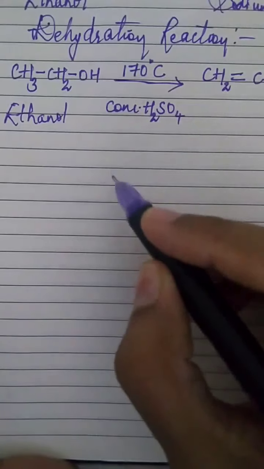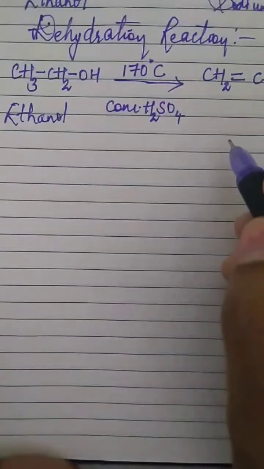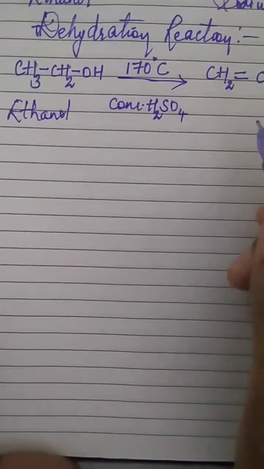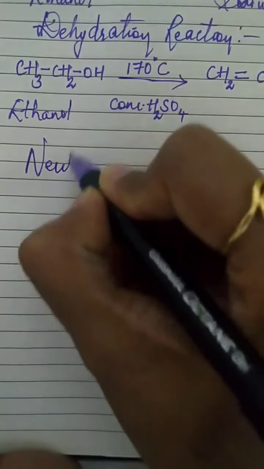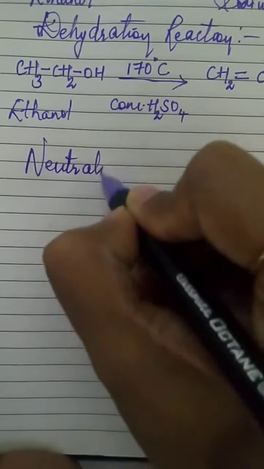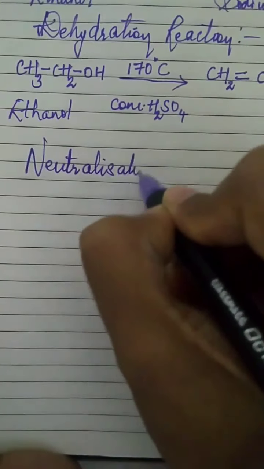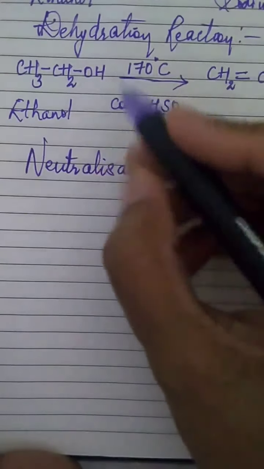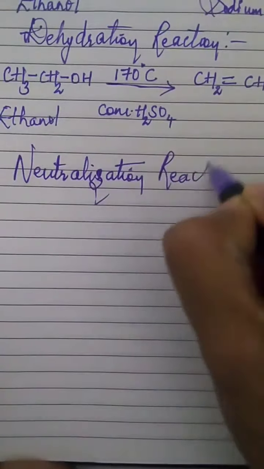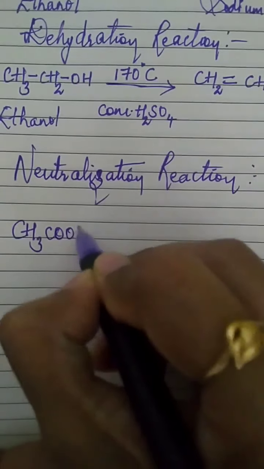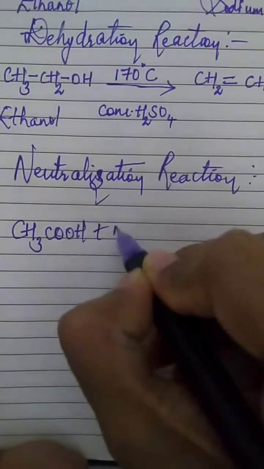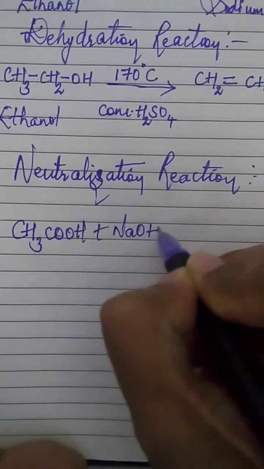Again, we have an acid reacting with a base to form salt and water. That is called a neutralization reaction. These are small examples, small free topics that came along with this. Neutralization, where acid reacts with base to form salt and water. We all know. Here we will take another acid. We will take acetic acid, CH3COOH plus NaOH.